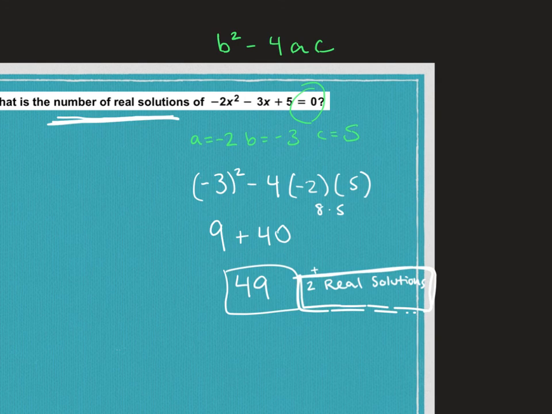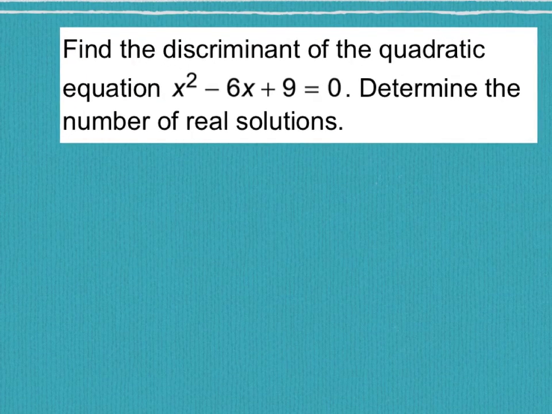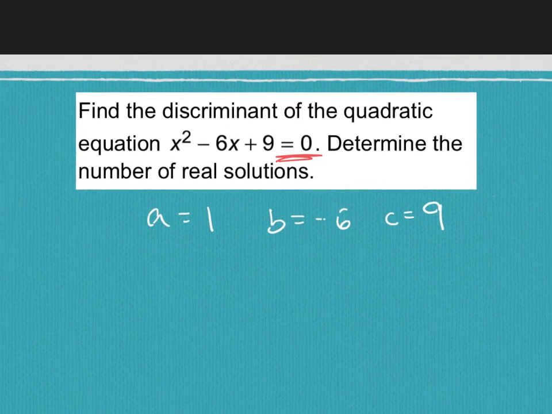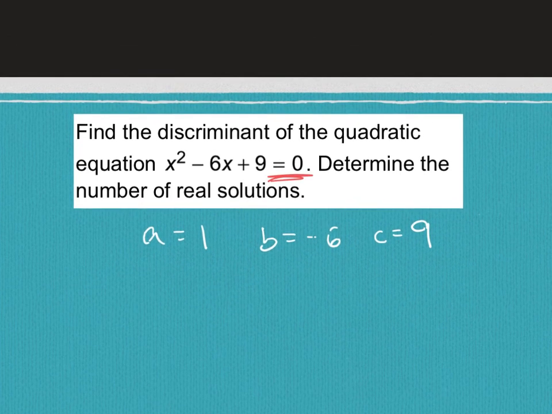Any questions on this one? Two real solutions. Alright, last one. We have to find the discriminant and determine the number of real solutions. So it's equal to 0. We can go ahead and start. What's our A? 1. What's our B? Negative 6. And what's our C? 9. So we're plugging this into b squared minus 4ac.